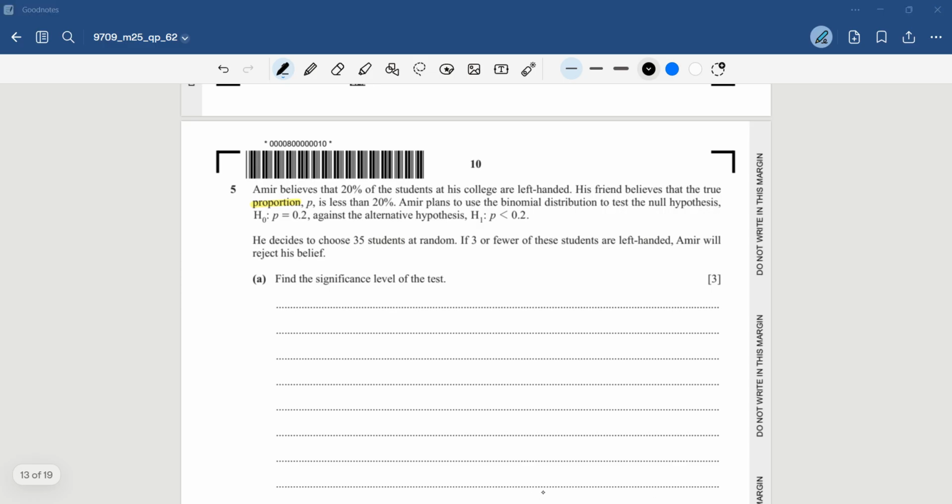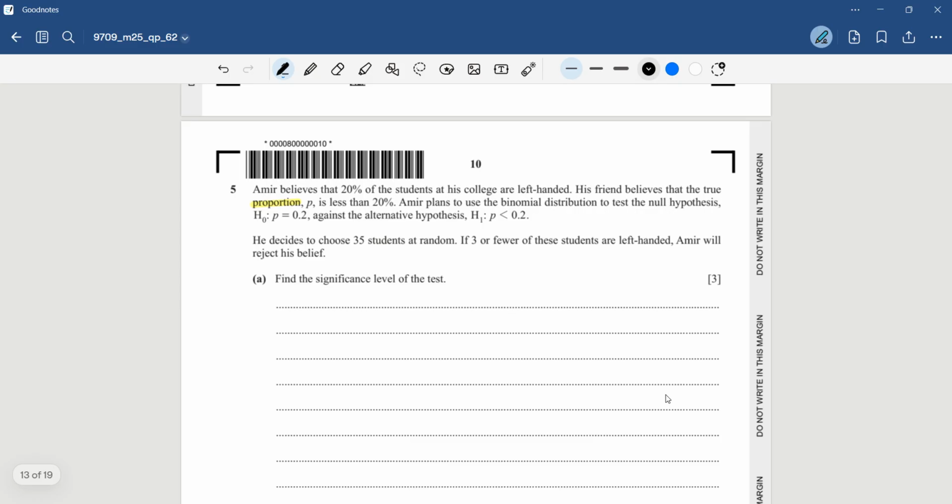So, okay, it's a proportion question, and P is less than Amir's. Okay, they already give you H null P equal to 0.2, and alternate is H alternate P less than 0.2. If you decide to choose 35 students at random, 3 or fewer students are left-handed, then Amir will reject his belief. Okay, find the significance level of the test.